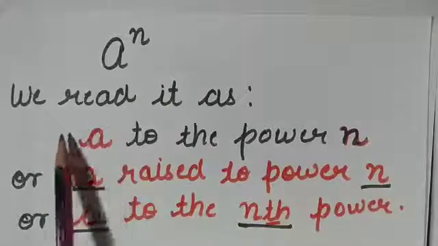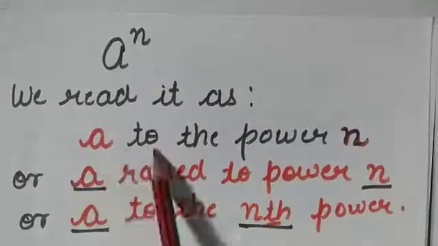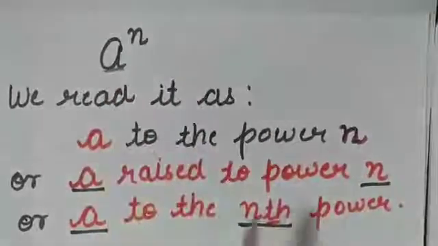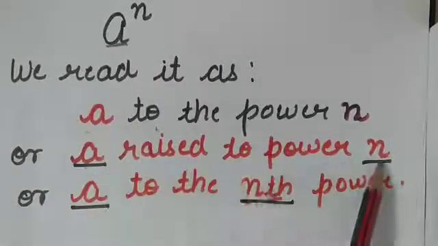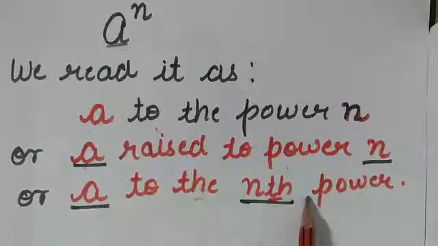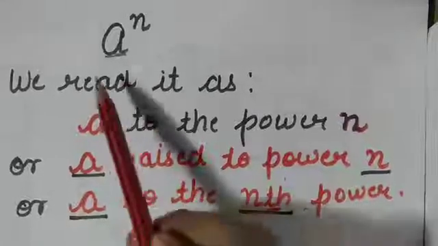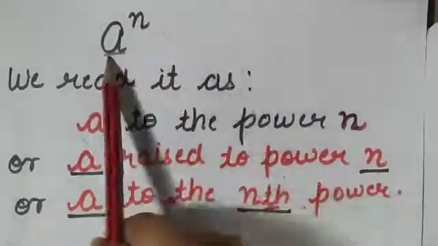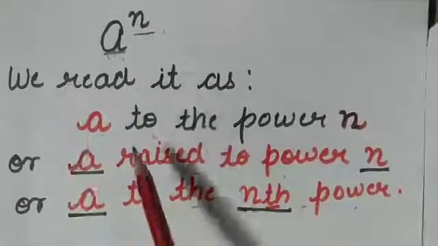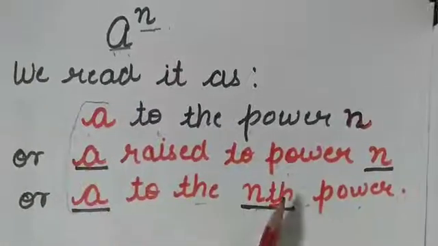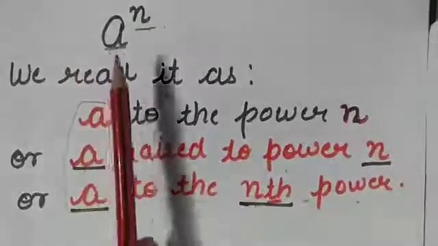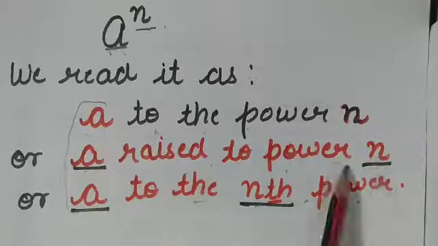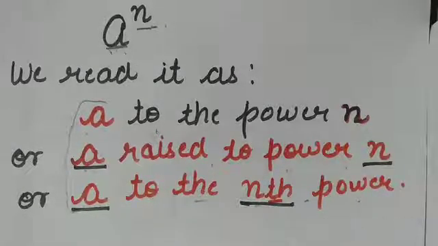And how will you read it? We read it as a to the power n. You can read it as a to the power n, or as a raised to the power n, or as a to the nth power. Usually I read it as a raised to the power n. These three are the same thing. This is how to read the exponential number: a to the power n, a raised to the power n, or a to the nth power.